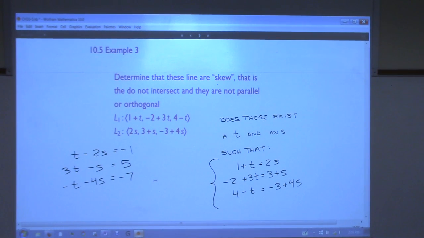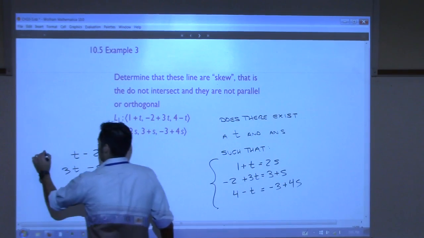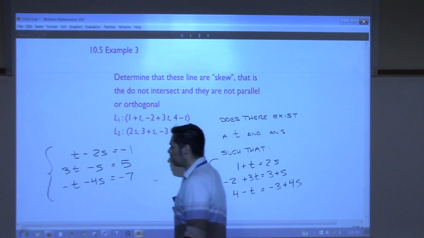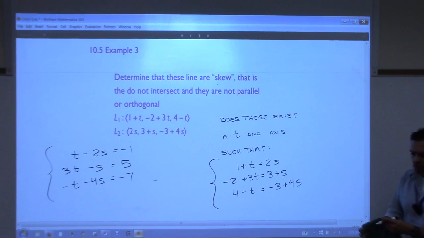Y'all double check me there. That look right? Okay. Here's my system of equations. Now, what we'd usually use at this point is some version of Gaussian elimination to do this by hand.